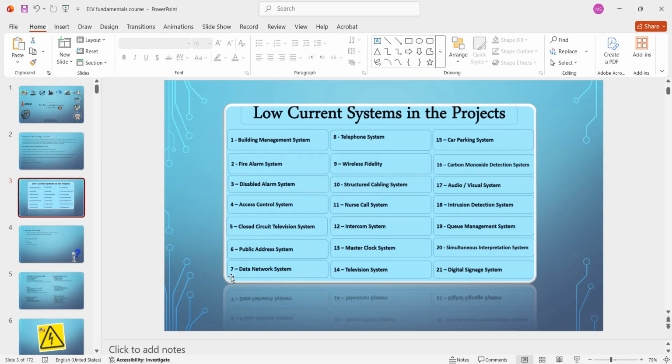Number 7 is data network systems. In my point of view, this is the most important system in the course. This system consists of switches, routers, racks, data outlets, and patch cords. I see this as the most important system, so we should focus on this chapter. In this chapter, we're going to learn how to build an infrastructure.